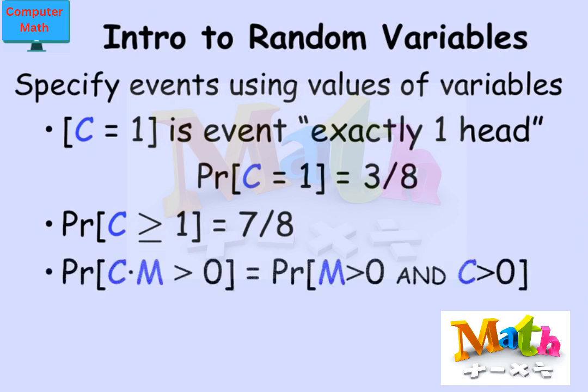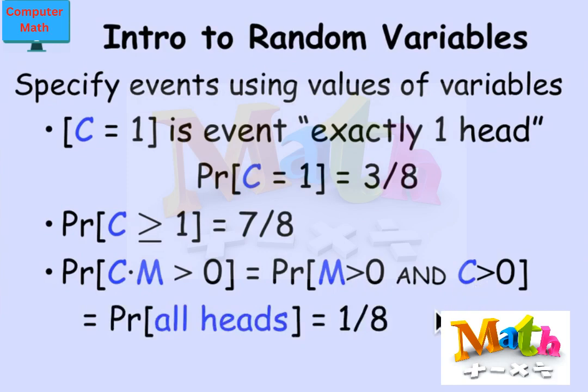Here's a weirder one. I can use the 2 variables C and M to define an event. What's the probability that C times M is greater than 0? Well, since C and M are both non-negative variables, the probability that their product is greater than 0 is equal to the probability that each of them is greater than 0. What does it mean that M is greater than 0 and C is greater than 0? It says there's at least 1 head, that's what C greater than 0 means, and M greater than 0 means all the coins match. This is an obscure way of describing the event, all heads. And it has, of course, probability 1/8.